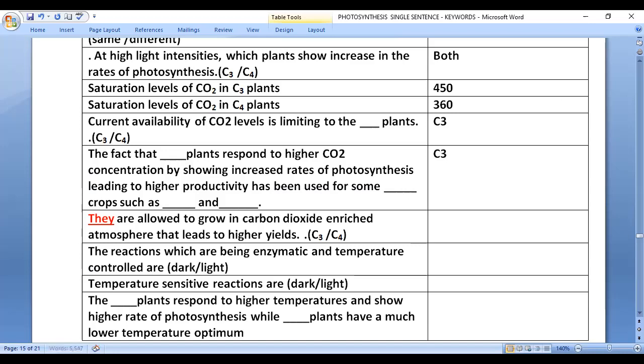C3 plants respond to higher carbon dioxide concentration by showing increased rates of photosynthesis, leading to higher productivity. This has been used for some greenhouse crops such as tomato and bell pepper.